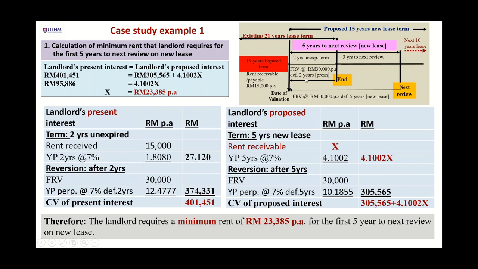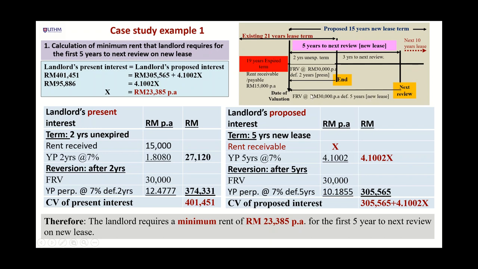So now we have to look at what would be the new rent that the landlord could accept for the next 15-year new lease with the 5-year review. We only value for the first 5 years, and we still have another 10 years to go. The 10 years to go is not calculated in this working answer.